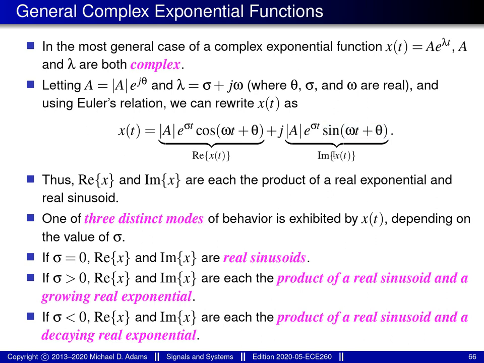Now, complex exponential functions have one of three different types of behavior that they can exhibit depending on the value of sigma. If sigma is equal to 0, then the real part and imaginary parts of the complex exponential are both real sinusoids. In the case that sigma is greater than 0, the real and imaginary parts of the complex exponential are the product of a real sinusoid and a growing real exponential function. And lastly, if sigma is less than 0, the real part and imaginary parts of the complex exponential are each the product of a real sinusoid and a decaying real exponential.